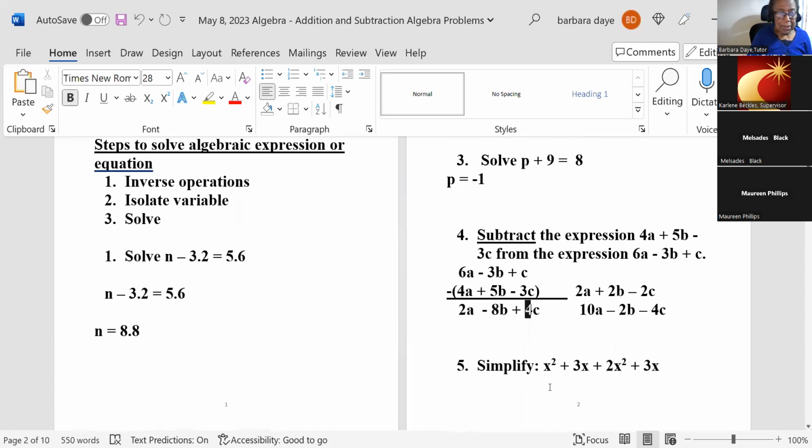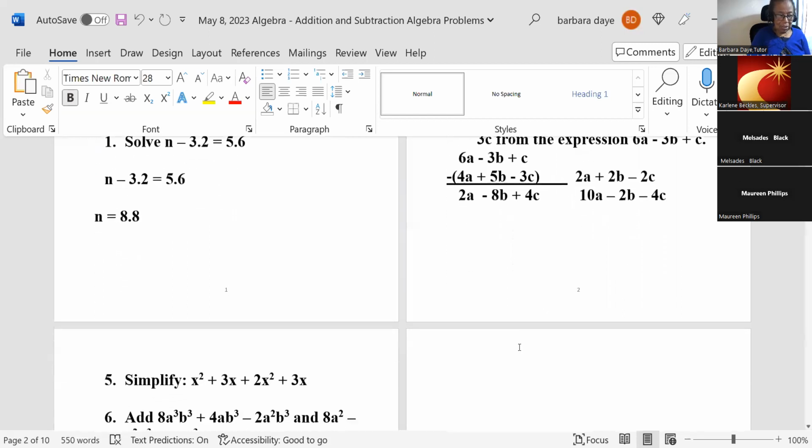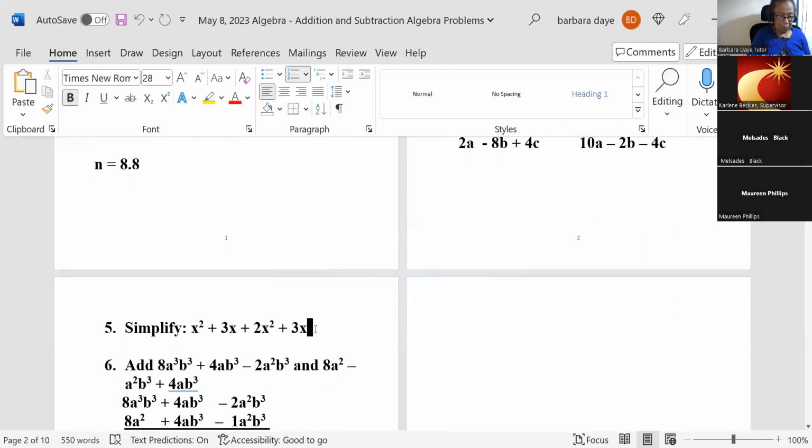Okay. All right. Now here's a simplify. Combine the like terms. And this one I think you can do mental math. Do this one, then I want you to tell me your answer.